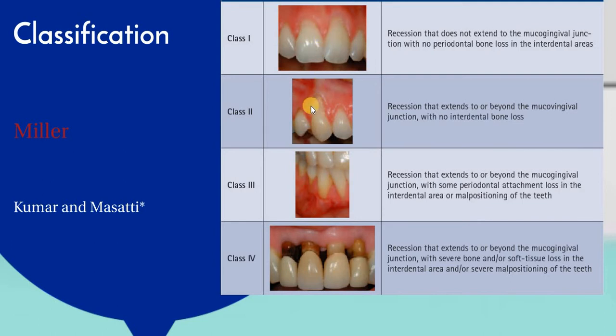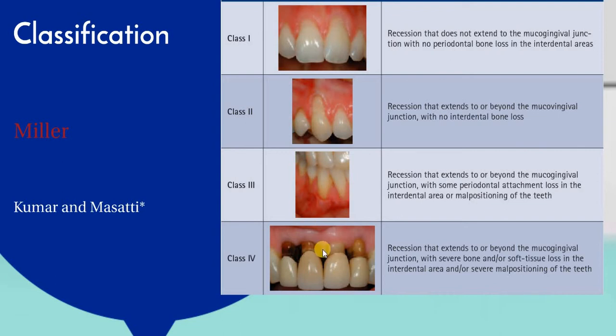While in class 2, the recession may reach the mucogingival junction or it may reach beyond the mucogingival junction, but there is no interdental bone loss and soft tissue loss. While in case of class 3, the recession extends beyond or to the mucogingival junction and there is some interdental area of attachment loss, including the soft tissue and bone.